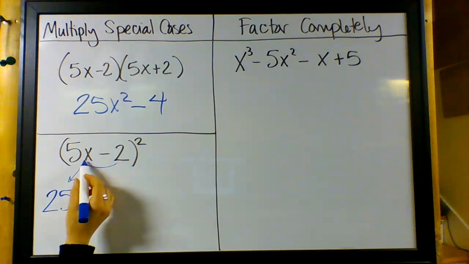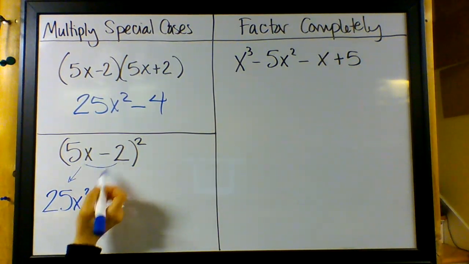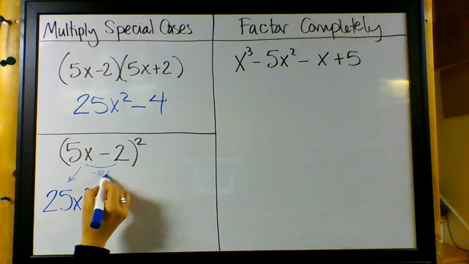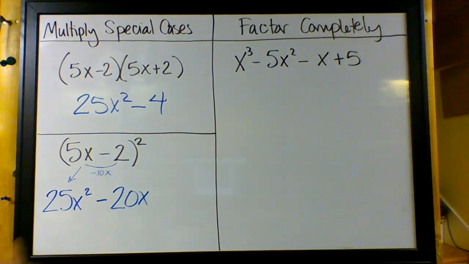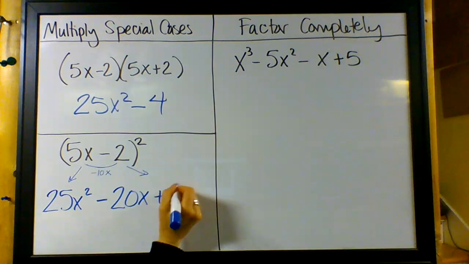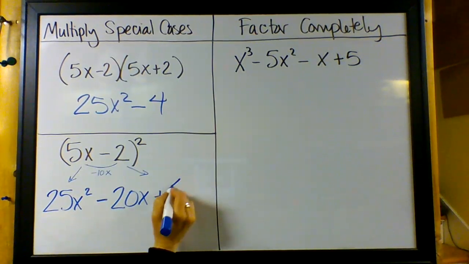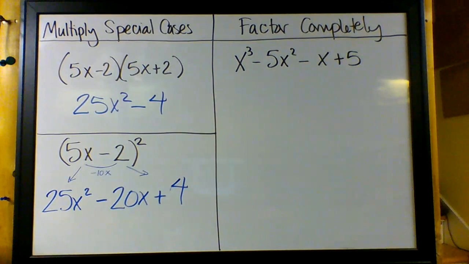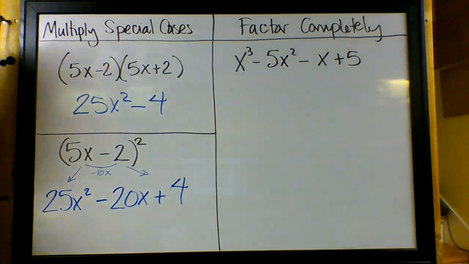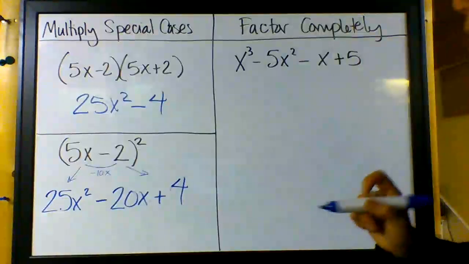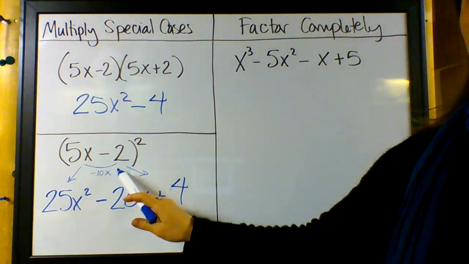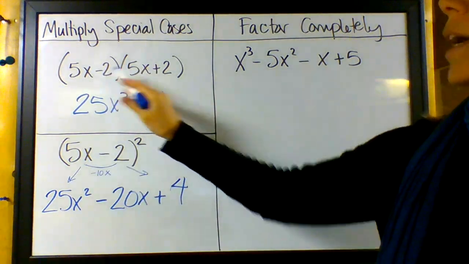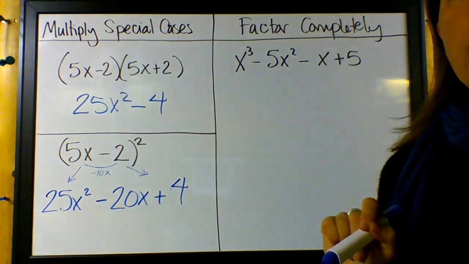So 5x times negative 2 is negative 10x. And I'm going to double it, minus 20x in the middle. And then I'm going to square the second term. Whoops, it's not plus 2, it's plus 4. Okay, does that make sense? Great. All right, let's take a look at this one over here. So this was perfect trinomial square, comes from a binomial squared, quick and easy. Multiplying conjugates gives me a difference of two squares.